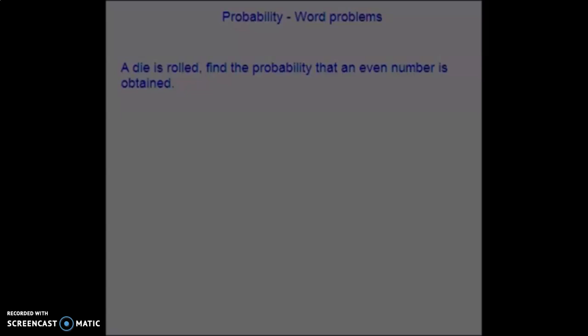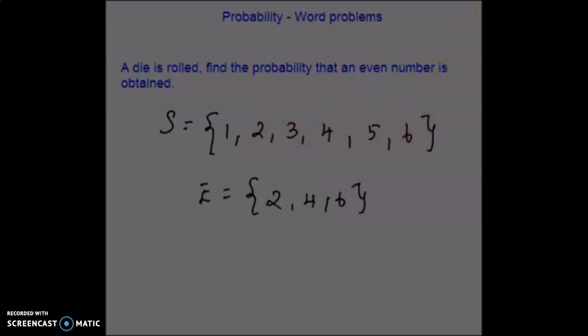It says a die is rolled, find the probability that an even number is obtained. Now, a regular die is six-sided. It has six faces numbered with 1, 2, 3, 4, 5 and 6 dots. So the sample space, meaning the total number of outcomes, is 6. Here you have 1, 2, 3, 4, 5 and 6. This set is the sample space, noted by S.